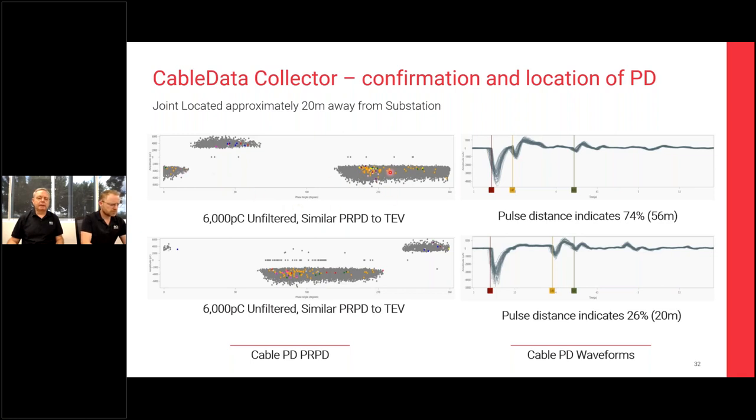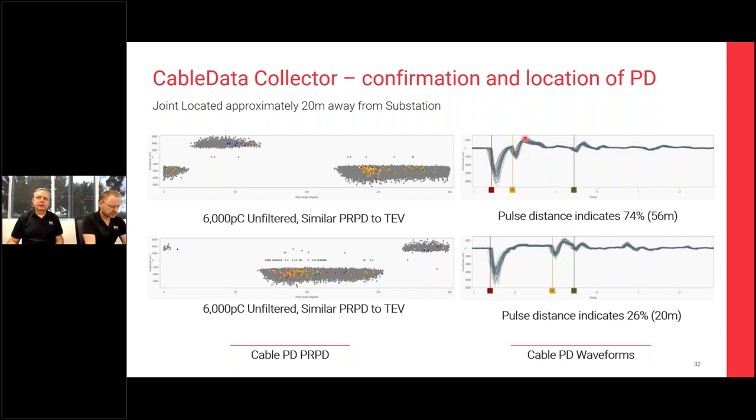Very similar PRPD plot again. We've got the long cluster and the shorter cluster. The good thing is, when we start using the cable data collector, the CDC, we can now start analyzing the waveforms a bit more conclusively. So if we look at this pulse, this red line here is the original pulse coming to us, capturing on the HFCT sensor, and the original pulse traveling to that sensor.